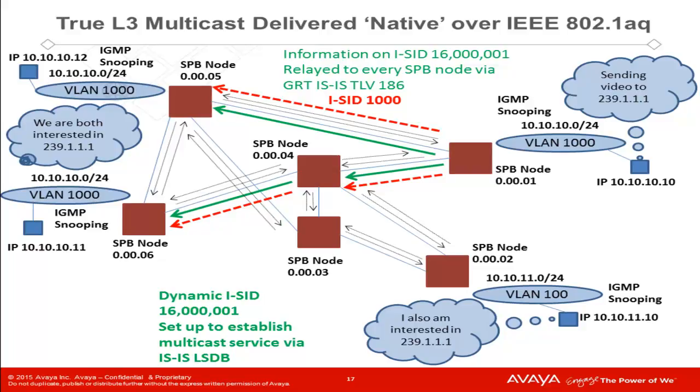Note that there is also another subnet and a station with the IP address 10.10.11.10 that also issues an IGMP join for multicast group 239.1.1.1.